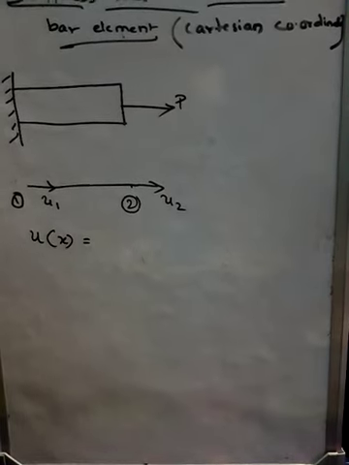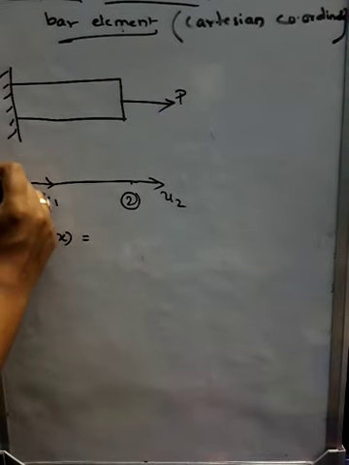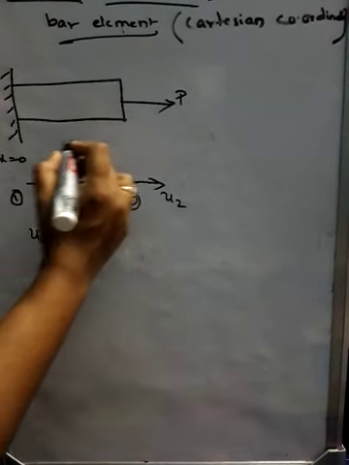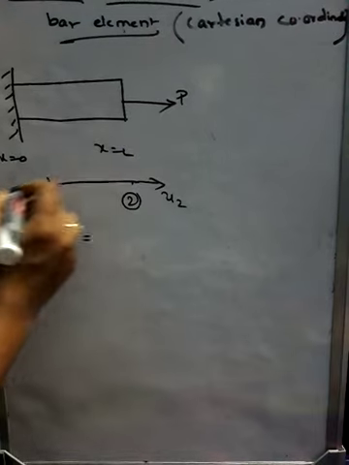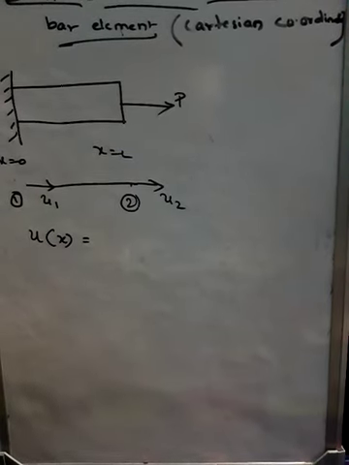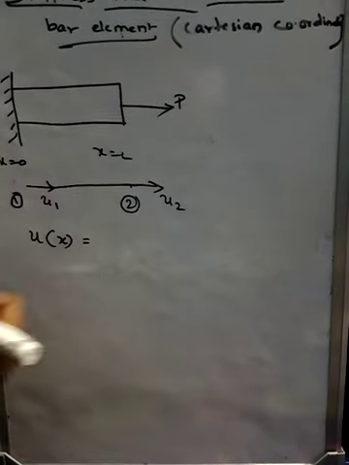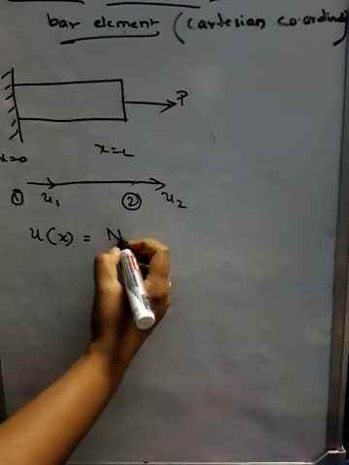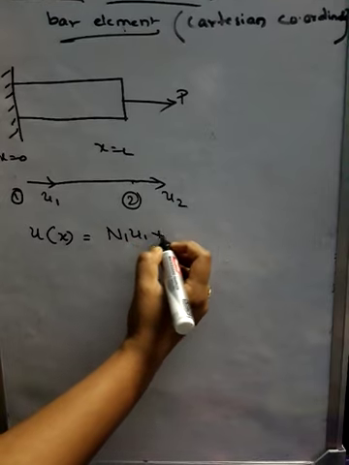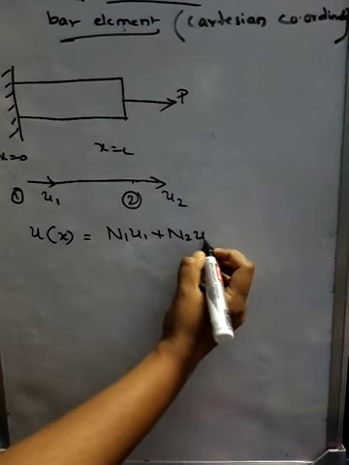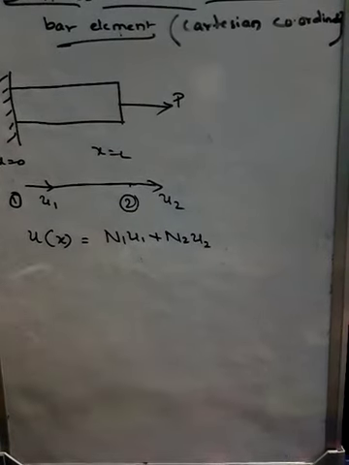Now, so let me write the boundary condition. Here it is x is equal to 0 and here it is x is equal to L because L is length of the bar element. Now, u of x is equal to N1 u1 plus N2 u2. So, this is the equation you have.